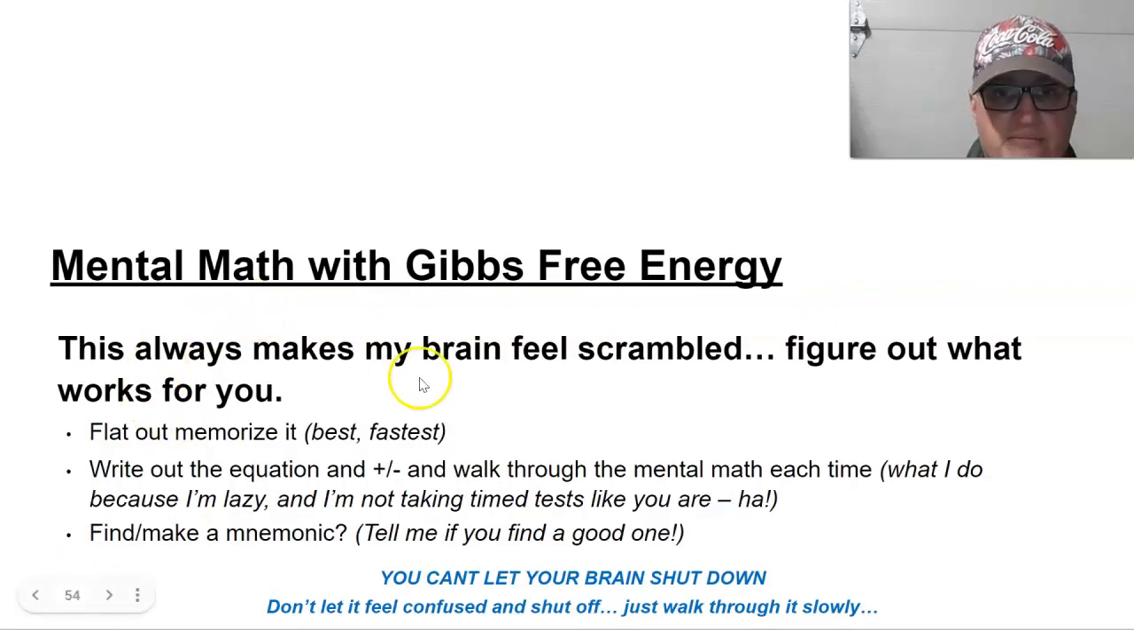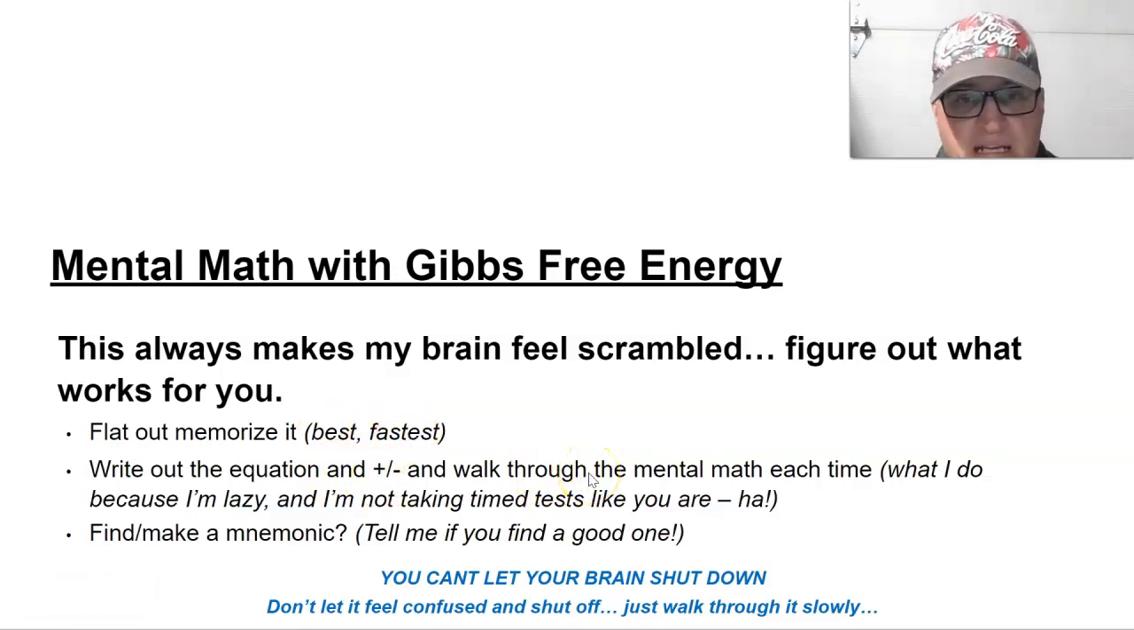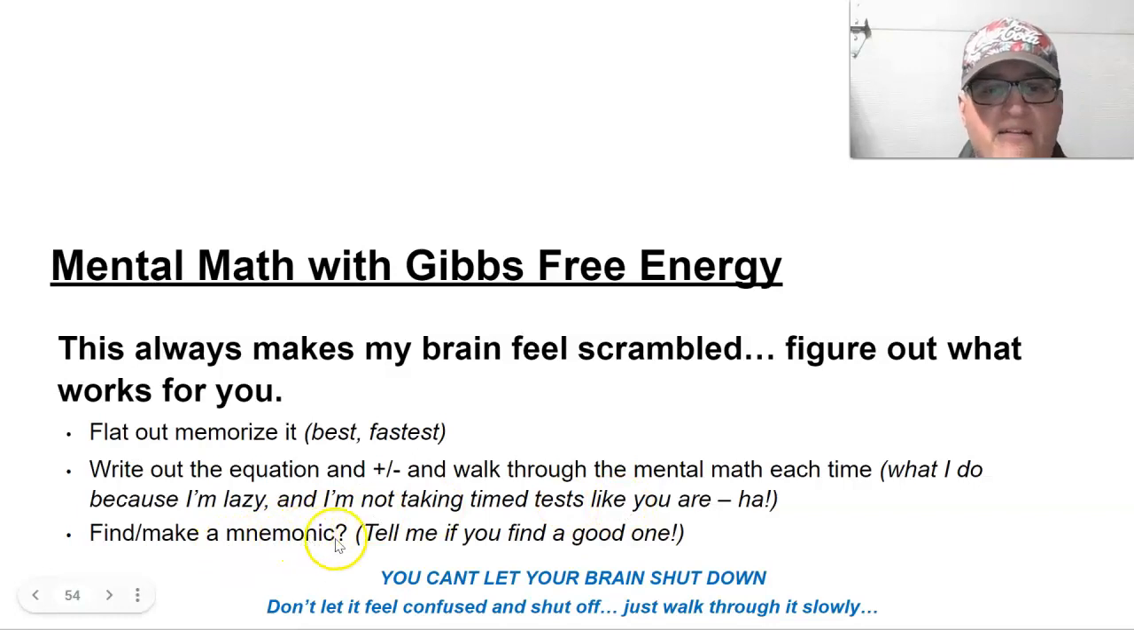So this mental math always makes it feel scrambled, especially under the pressure of a test. You can memorize it, which is best and fastest, or write out the equation and walk through it each time. I do that because I'm trying to make sure it's correct, but I'm not doing a time test. You might have a mnemonic. If you find yourself really getting stuck, go the slower route.